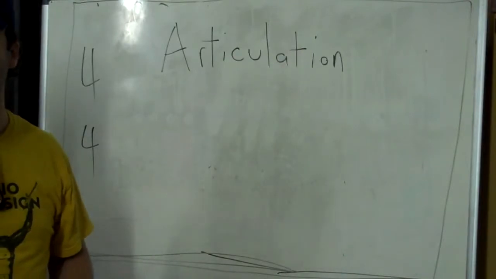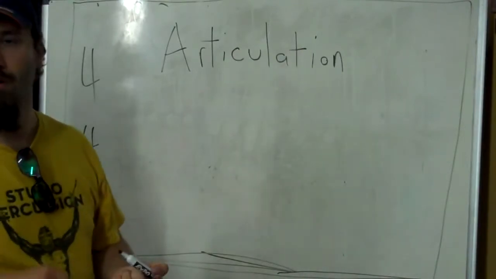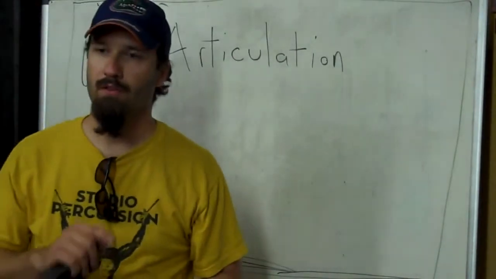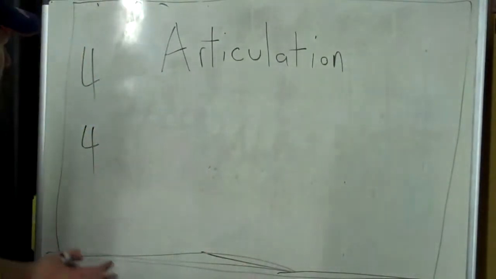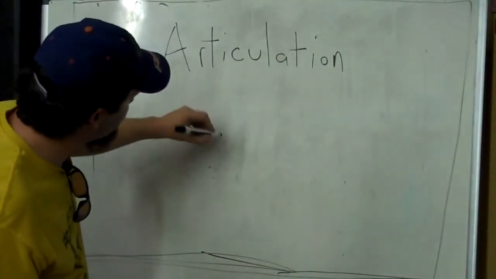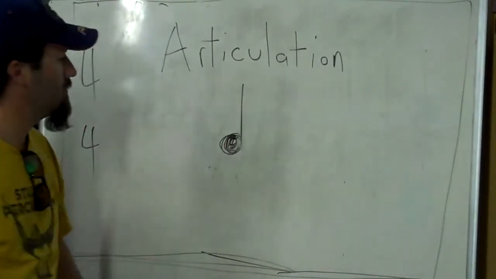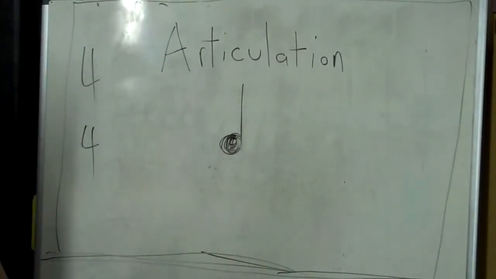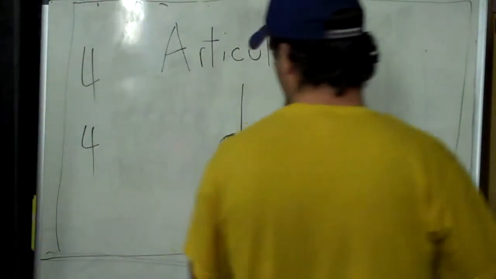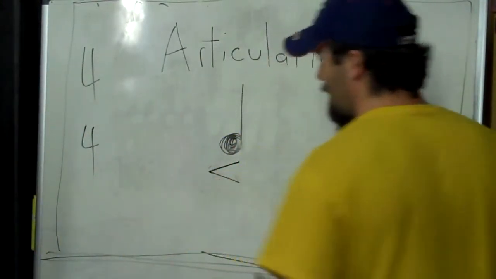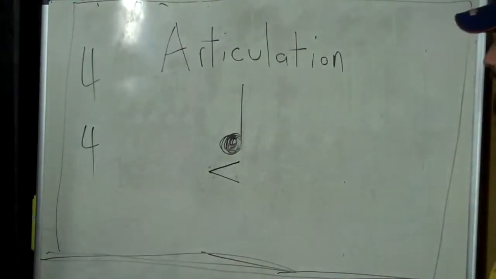But this is important because this tells you whether you play an accent, or whether you play a flam, or whether you play a diddle, or a roll. So let's take just a regular note. What kind of note is this? Quarter note. It's a quarter note. Now if I take a quarter note, and I do this to it, what do we do? Play it louder. You play that louder.